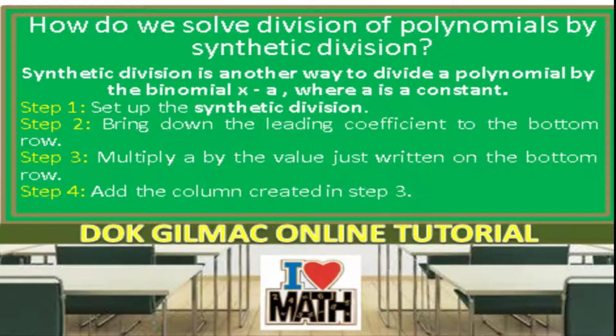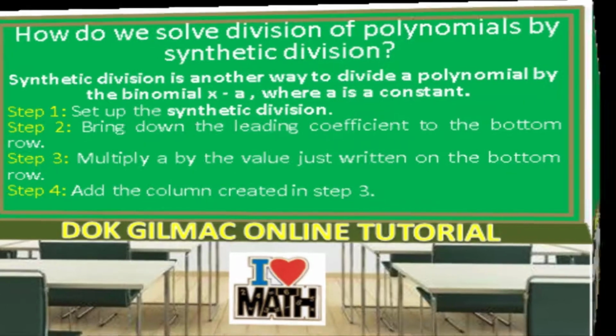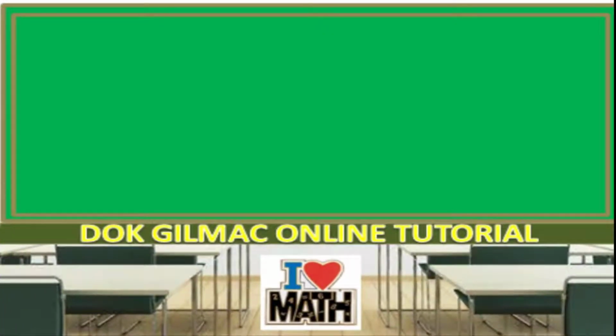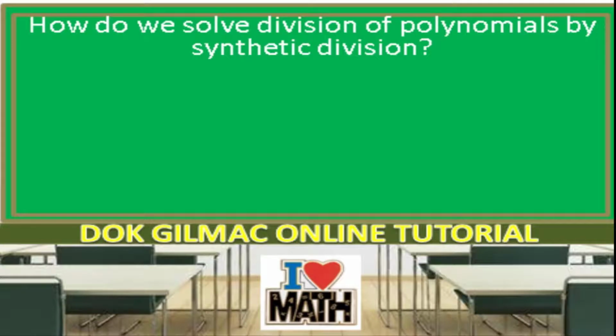Consider the 4 steps in applying synthetic division in solving division of polynomials. Step number 1. Set up the synthetic division. Step number 2. Bring down the leading coefficient to the bottom row. Step number 3. Multiply a by the value just written on the bottom row. Step number 4. Add the column created in step number 3. Consider the following illustration on how to solve division of polynomials using synthetic division.